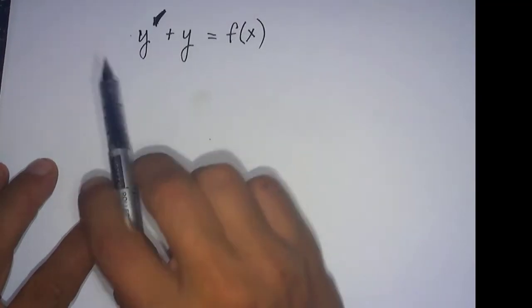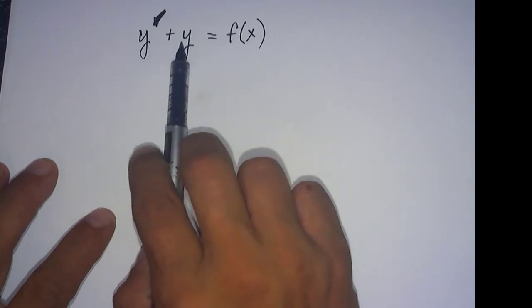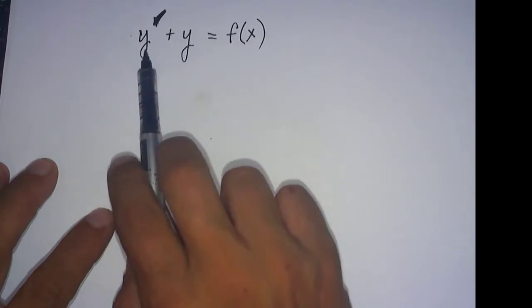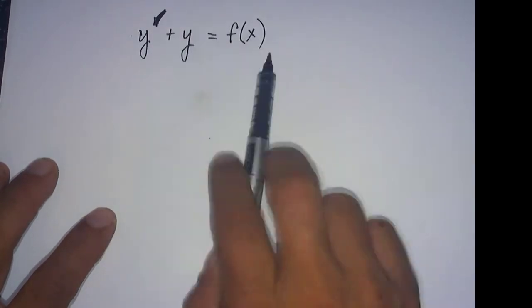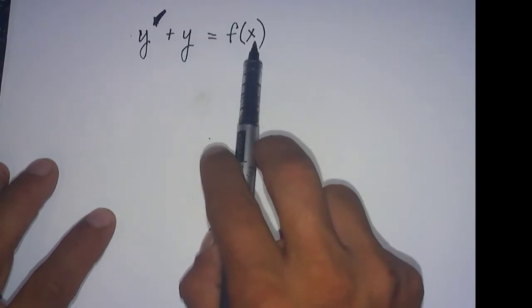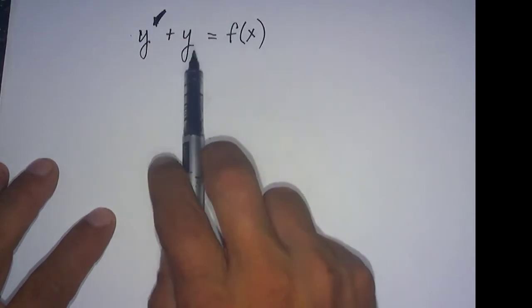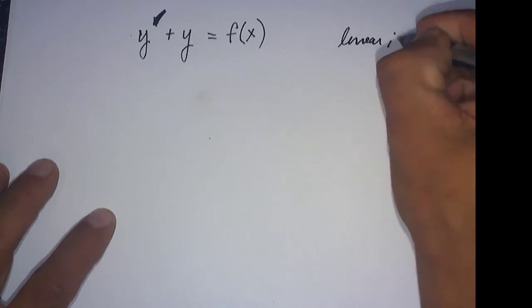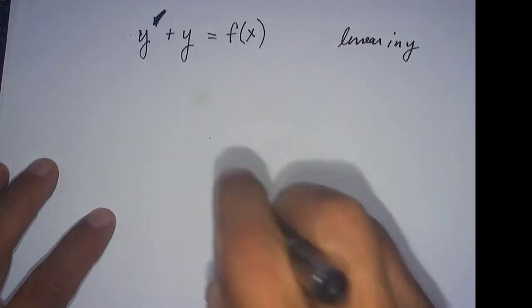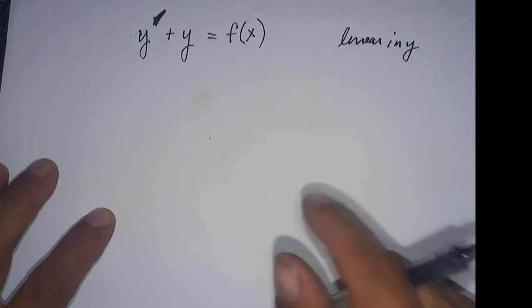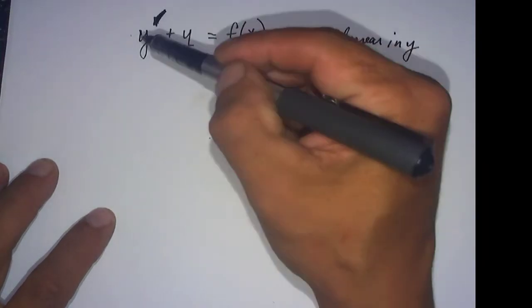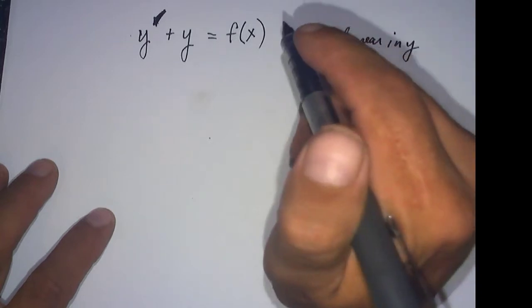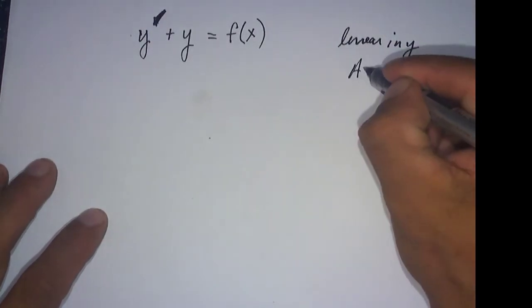And there can be functions in front. The idea here is, this is linear. f of x can be anything. It doesn't matter if f of x is linear or not. y has to be linear. It's linear in y, because it's not squared or there's no sine y or anything. It's just y prime plus y. It's linear.